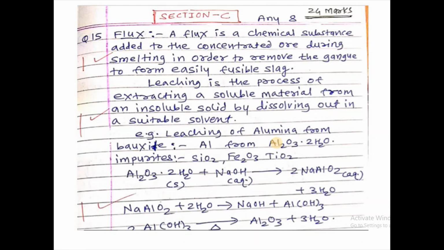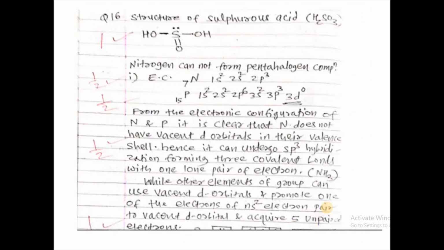formation of alumina from insoluble ore by using NaOH or Na2CO3. First it is converted into sodium metaluminate. You have to write the reactions, and aluminum hydroxide on heating again gives soluble form Al2O3. This is the example. You have to write 2 definitions and 1 example.